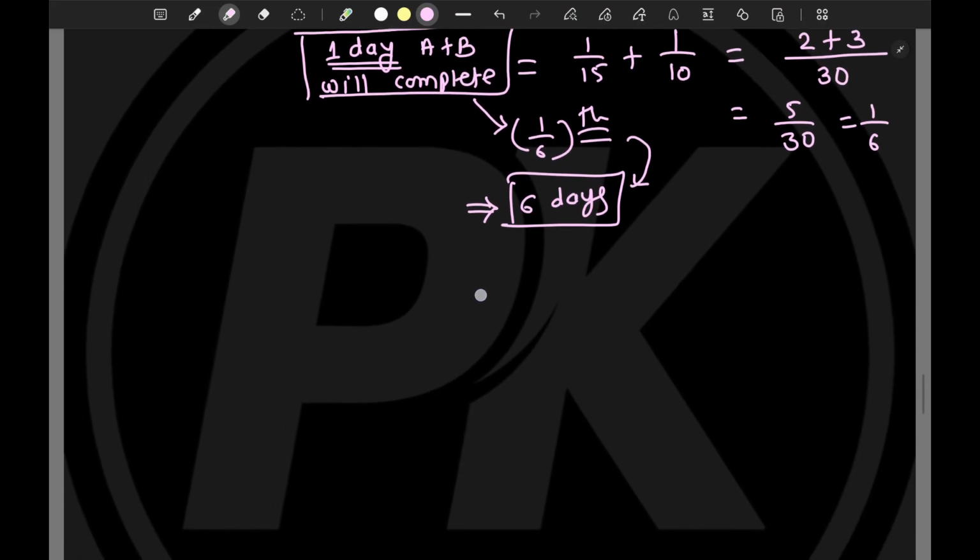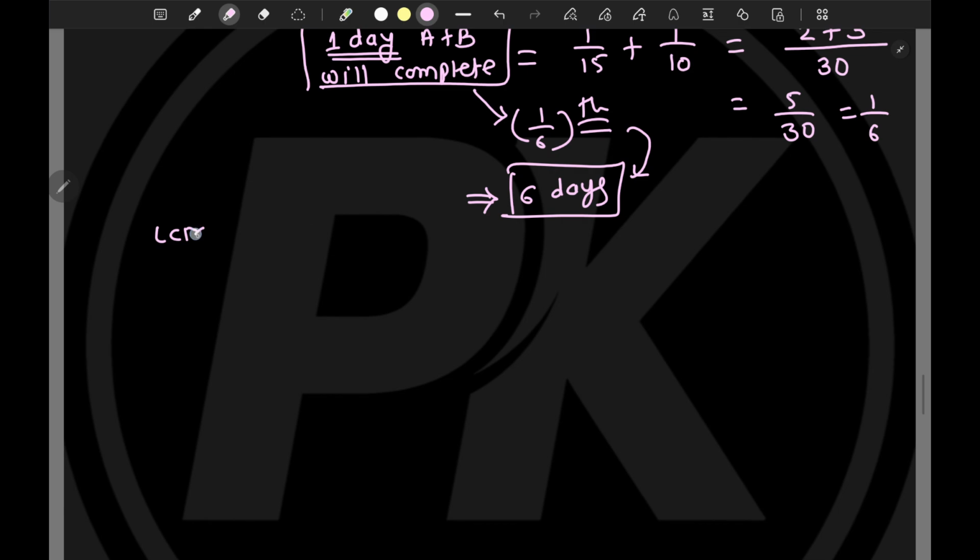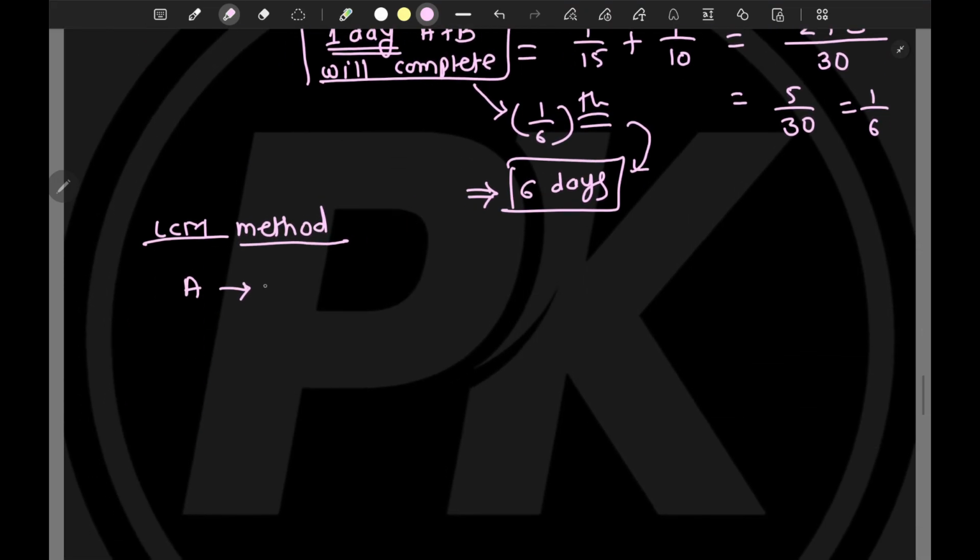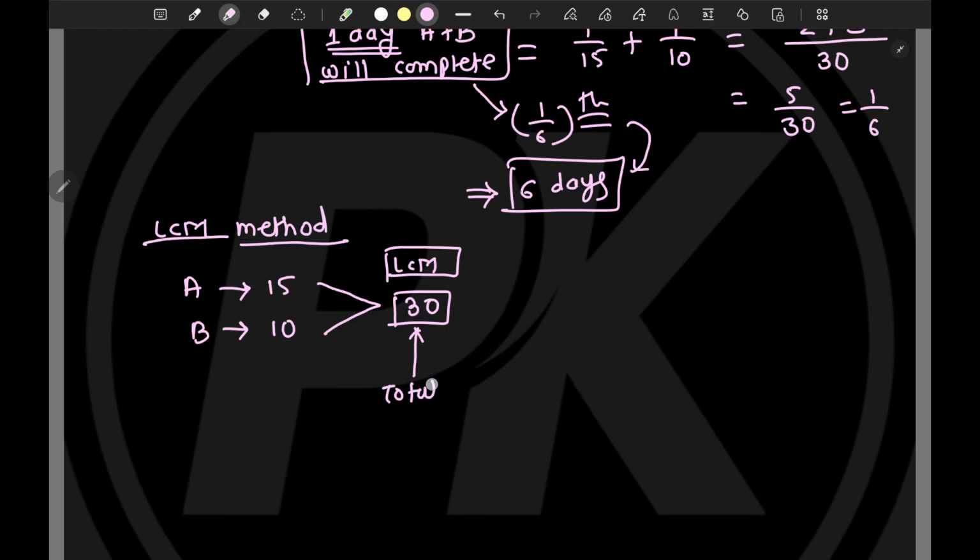Now there is another method. We call it the LCM method. Now in the LCM method, what to do? Now A is completing the work in 15 days. B is completing the work in 10 days. Now we have to write down the LCM of these two. So the LCM is 30. So let's say this is the total work we have to do. So this is the total portion of the work.